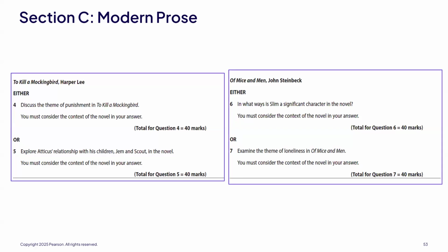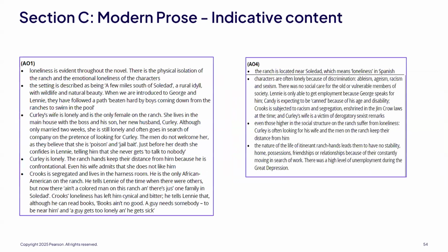So again, going to have a quick look at the indicative content, or how that appears in the mark scheme. These are just some snippets from it. These are the ones for question 7, which is that question on the theme of loneliness in Of Mice and Men. The full indicative content mark scheme is SO3. So I'll just give you a second to have a look at that.